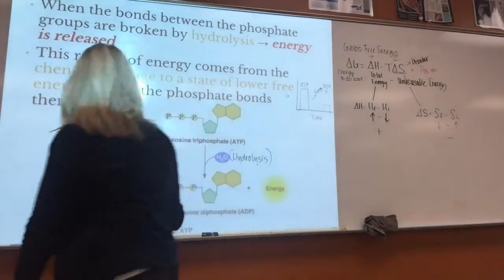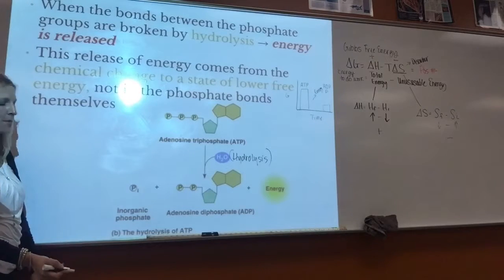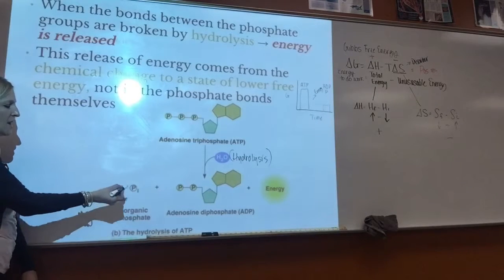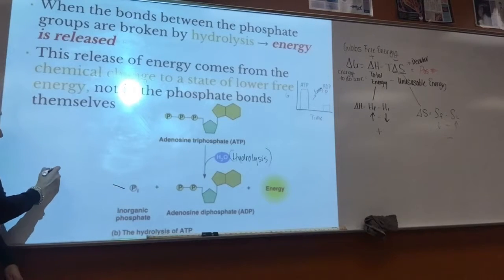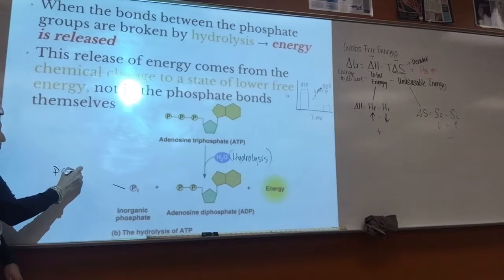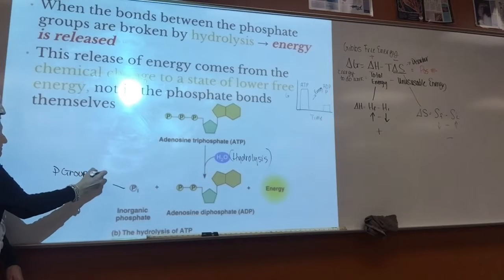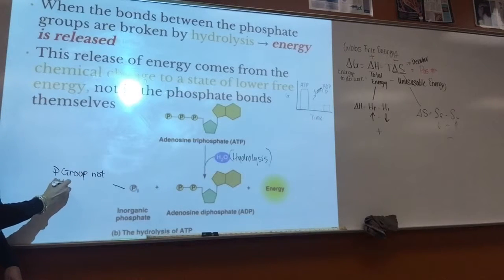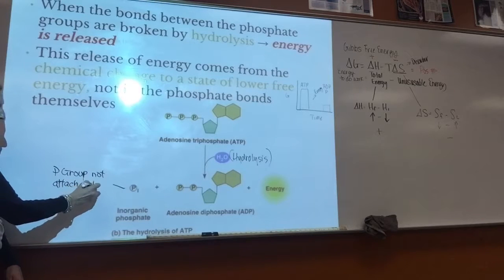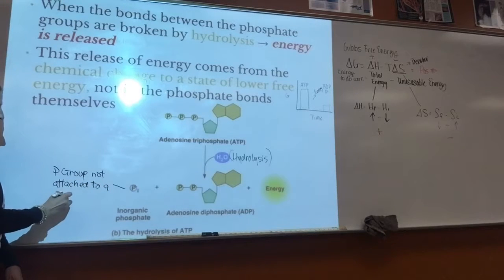And notice here it says P with a little sub i, and they call that inorganic phosphate. What that means is this is a phosphate group not attached to a molecule. Notice it's sort of floating around by itself here. It's not attached to anything. So, a phosphate group not attached to a molecule.